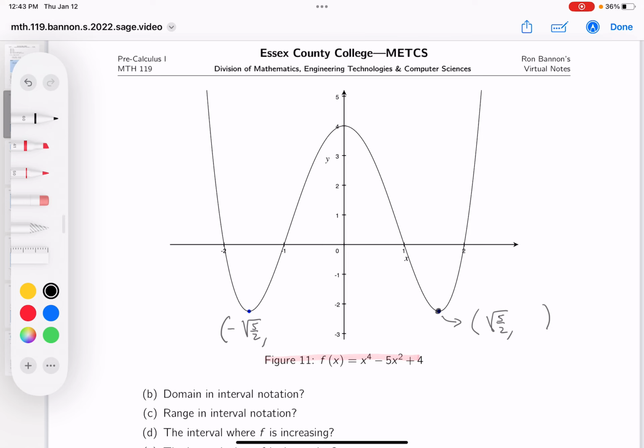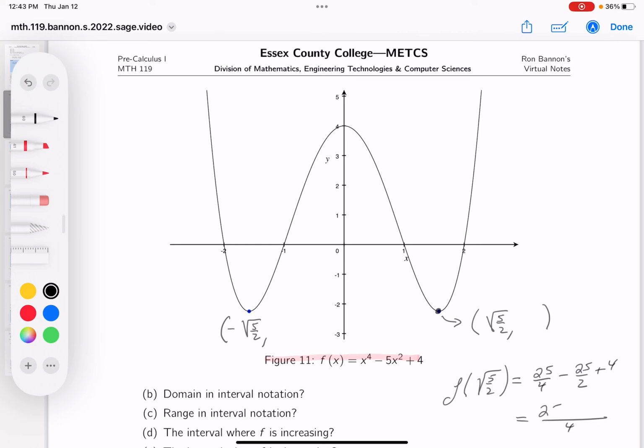We'll get to the answering questions later, but I want to write this down over here. I want to write down what f of... Now, either of those numbers are going to evaluate to the same thing, so I'm just going to do the root of 5/2. What would that give you? Well, let's see, the fourth power of that gives me 25/4. Minus, well, 5 times the square of that would be 25/2. And then plus 4.